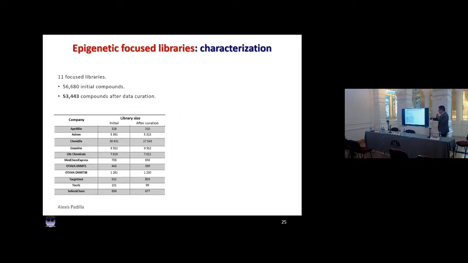So going back to the epigenetic focused libraries that I was showing, this is one of the most recent projects by Alexis Padilla. He researched how many chemical companies are actually releasing those focused libraries. At the time of this study, he came up with a list of 11, and putting all those compounds together after data curation, there are a bit more than 53,000 small molecules. The table here shows the number of compounds per chemical company, per chemical vendor.